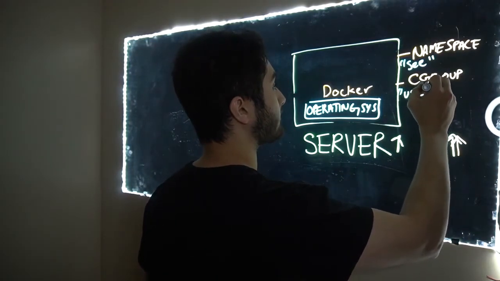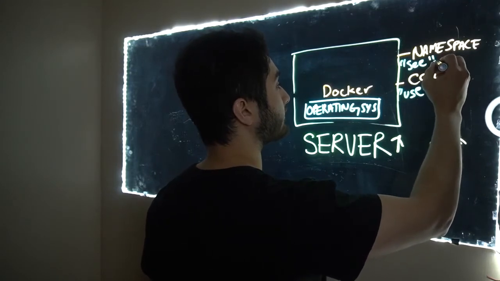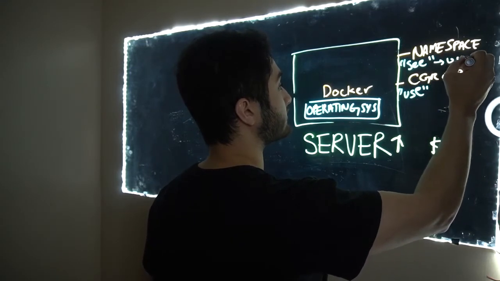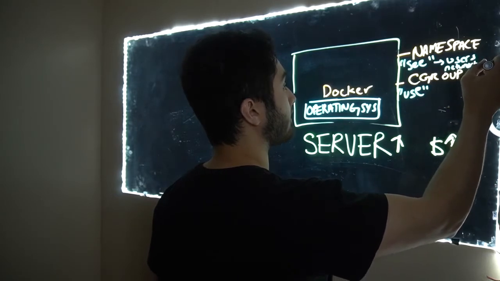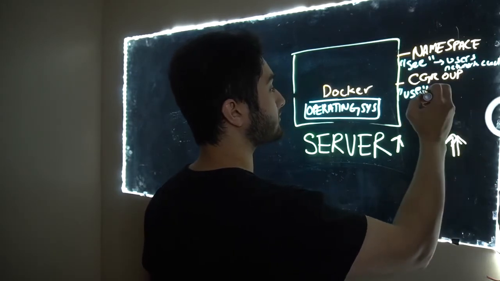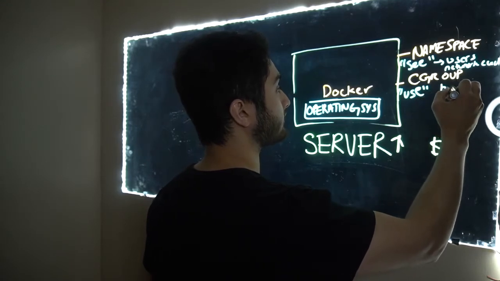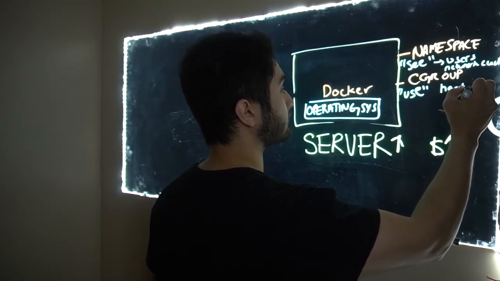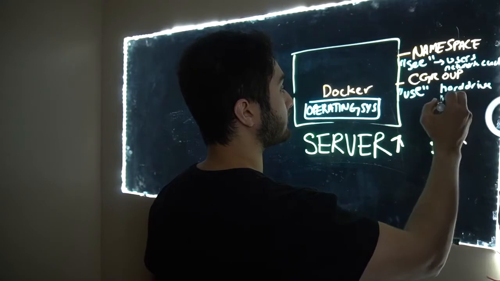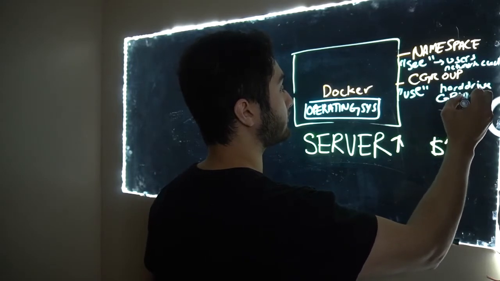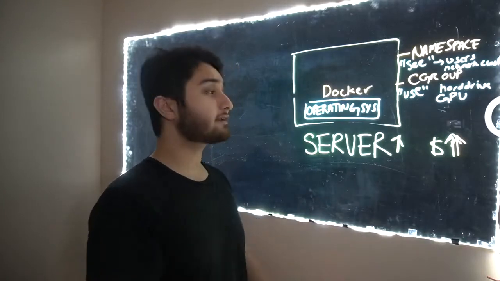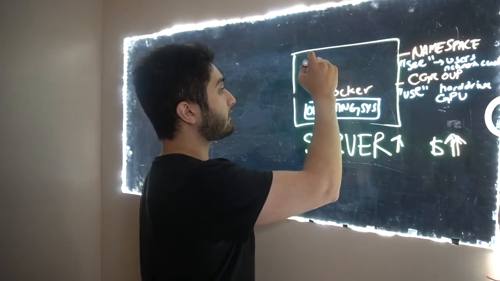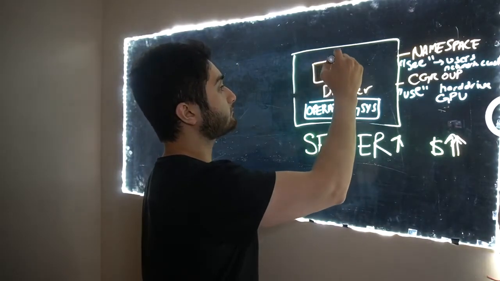For example, a namespace might say that you can only see these users, or this network card. And C groups might allow it to use specific pieces of the hard drive, maybe even the GPU, if you were running some sort of machine learning algorithm. And so a container is essentially just an isolated process.